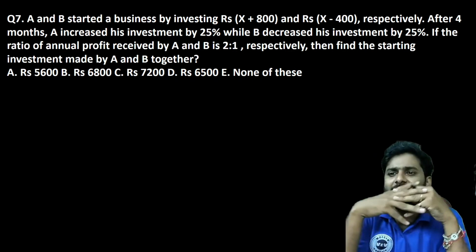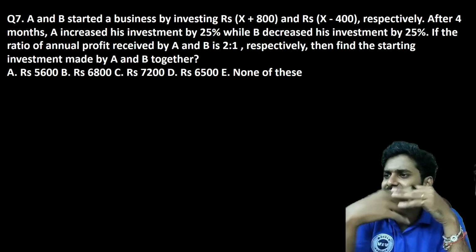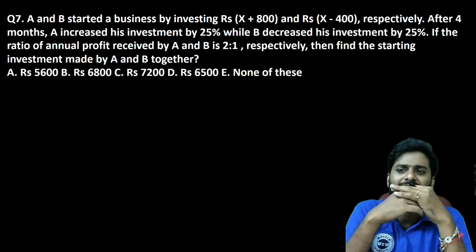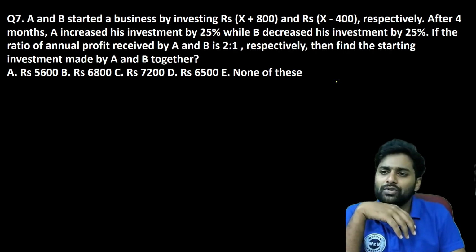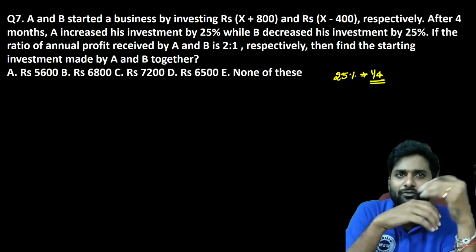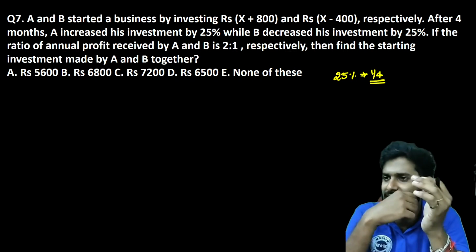together. Guys, after 4 months, there is a change in their investment. One person increases by 25%, another one decreases by 25%. And you know the 25% value. 25% means try to convert your investment value as a multiple of 4. Then you can save your time in the calculation.